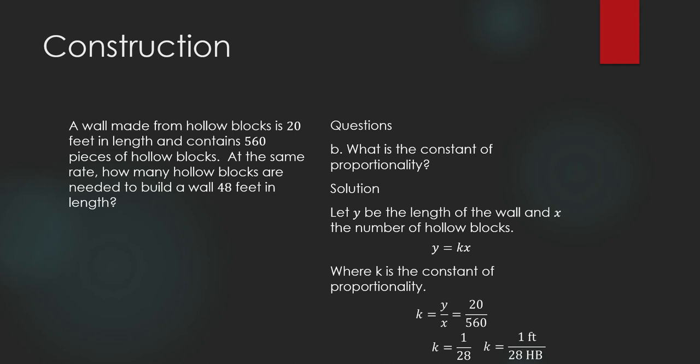So this is a rate. Okay, a rate is a comparison of two quantities with different units of measurement. So how do you interpret this 1 over 28? So this means that for every wall that is 1 foot in length, you need 28 hollow blocks to build it. Or 28 hollow blocks will build a wall that is 1 foot in length.